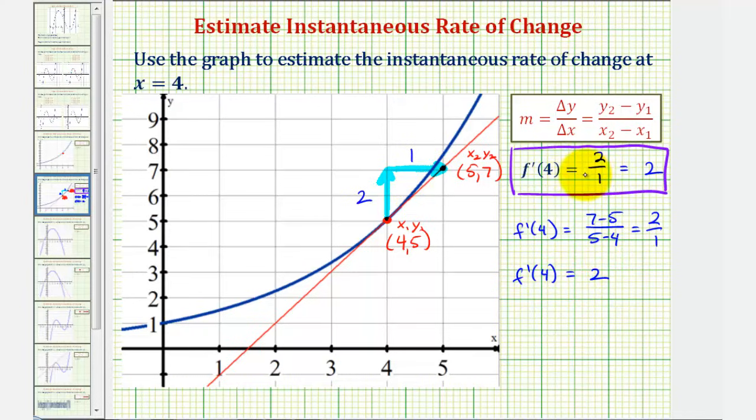To understand what this means, though, it's helpful to have the instantaneous rate of change in fraction form, in this case 2 over 1. So if f prime of 4 is equal to 2 over 1, where the 2 represents the change of y, the change of function values, and the 1 represents the change of x, this tells us that when x equals 4, the function value, or y value, is changing at a rate of 2 units per 1 unit change in x.